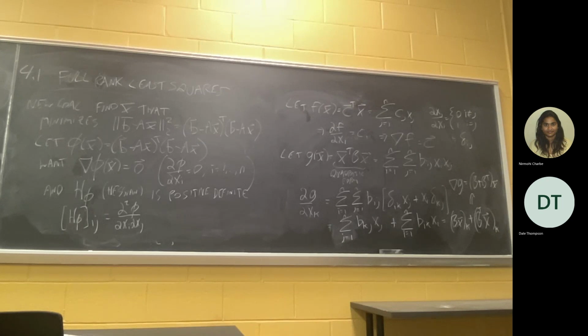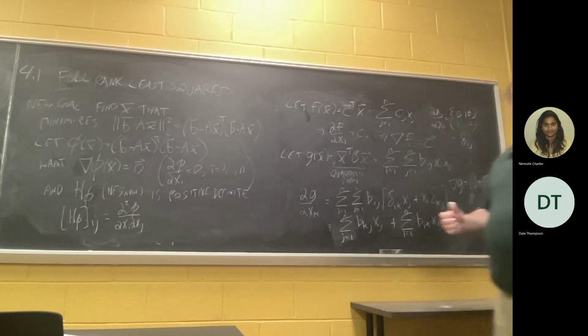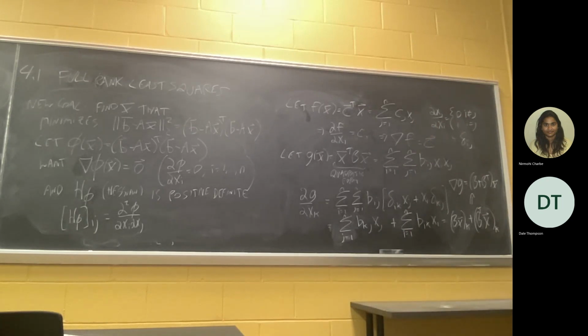If B is symmetric, you'd have 2Bx. Now, this is a generalization of the rule for taking the derivative of x squared. Take the derivative of x squared, you get 2x. So this generalizes that.